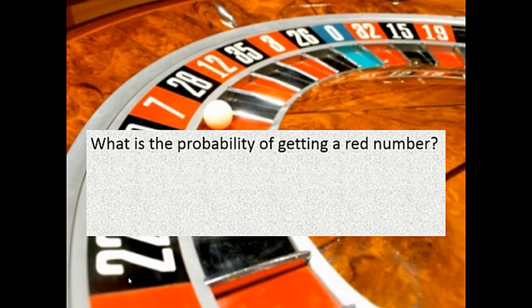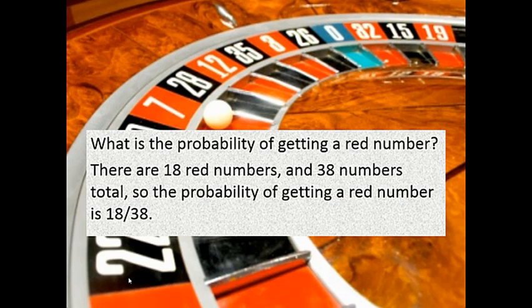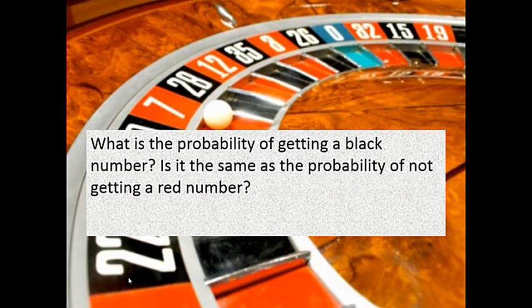Suppose instead of betting on just one number, we bet on a group of them. What is the probability of getting a red number? There are 18 red numbers and 38 numbers total, so the probability of getting a red number is 18 out of 38. What is the probability of getting a black number? Should it be 1 minus the probability of getting a red number? Does the complement rule apply here?